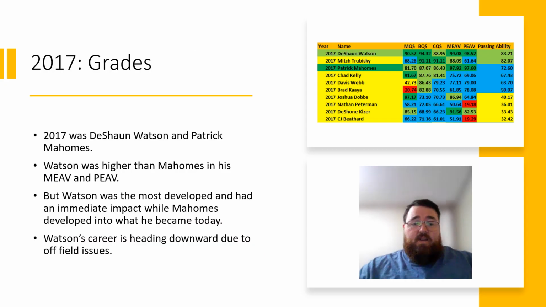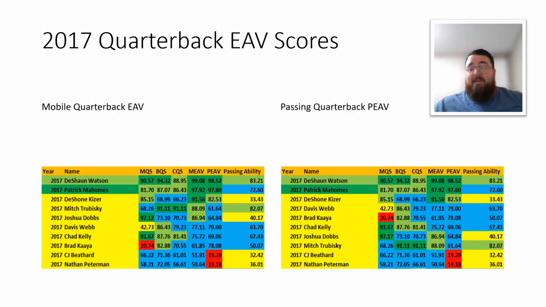And then, of course, we go to 2017. This was Deshaun Watson and Patrick Mahomes. Watson was higher than Mahomes in his MEAV and PEAV, but it was clear that Watson was the most developed and had an immediate impact, whereas Mahomes developed into what he became today. So Watson's career is heading downward due to his off-the-field issues, but it's clear when you look at the MEAV and the PEAV that Watson and Mahomes should have been the top two quarterbacks out of that draft class. And Mitch Trubisky never really should have sniffed the first round in some ways, especially since he only had 1 year worth of production as well.